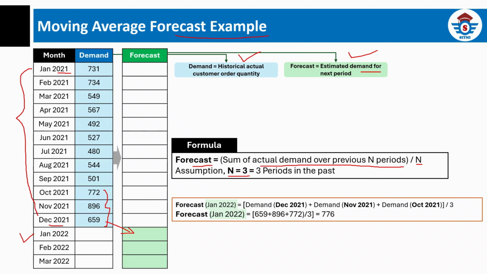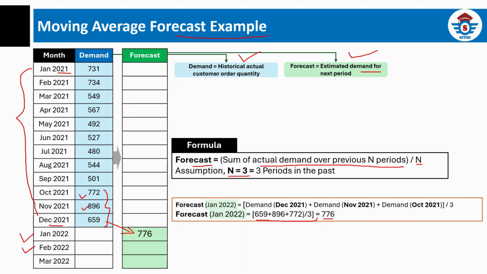Let's talk about the numbers now. Demand in December 2021 was 659 units. In November 2021, it was 896 units, and in October 2021, it was 772 units. When we add these 3 months together and divide the total by 3, the forecast for January 2022 comes out to be 776 units. This is our estimated laptop demand for January 2022.